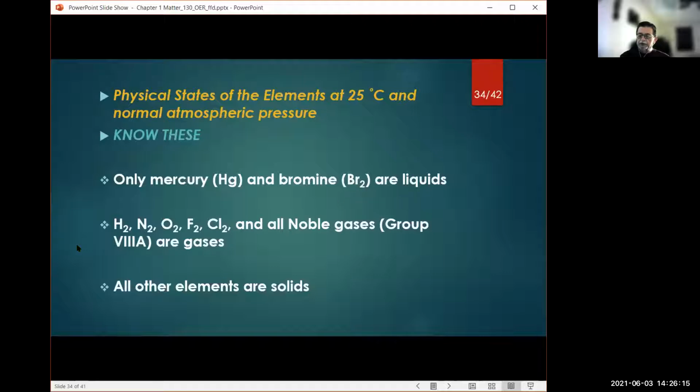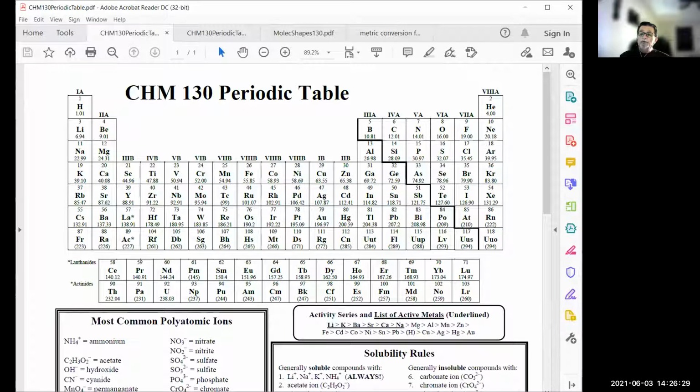So what does that mean? Notice I say group Roman numeral VIIA. That's group 8A. So let's go back to the periodic table. And that would be these right here, the far right. Okay, these are what we call noble gases.